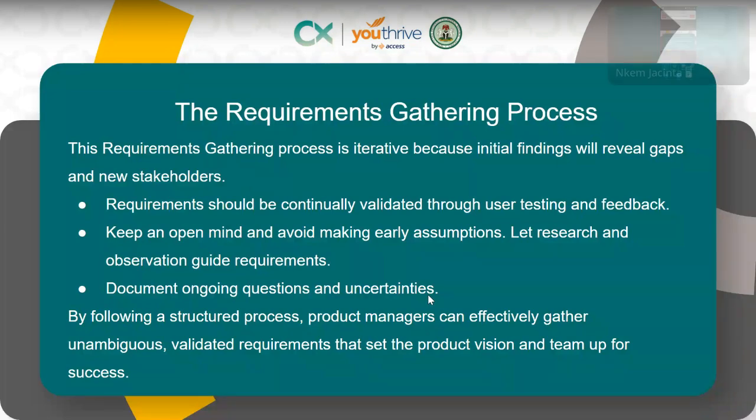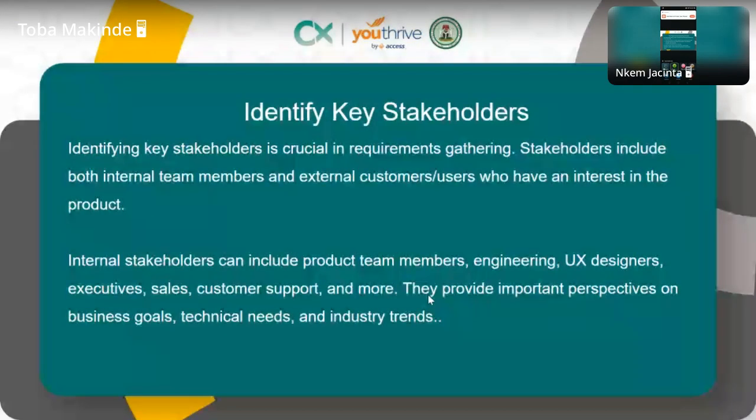You work with data. All right. Document ongoing questions and uncertainties. By following a structured process, product managers can effectively gather unambiguous, validated requirements that set the product vision and the team up for success. All right. So how do we identify key stakeholders?